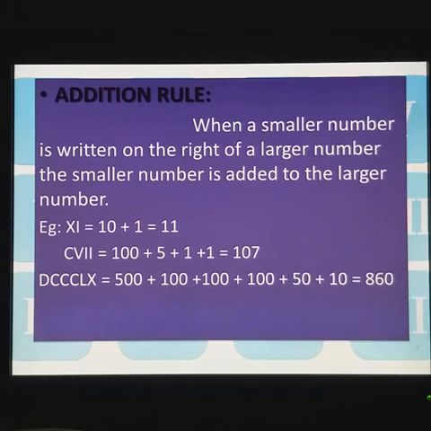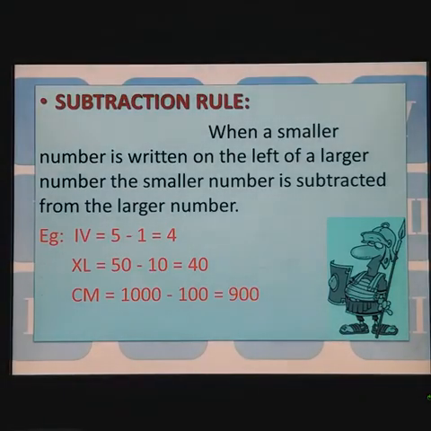Similarly, DCCCLX. The value of C is less than D and it is written on the right side. The value of L is less than C, which is written on the right side again, and the value of X is again smaller than L, which is written on the right side. So we are going to add all the numbers: 500 plus 100 plus 100 plus 100 plus 50 plus 10, and it will give you 860.